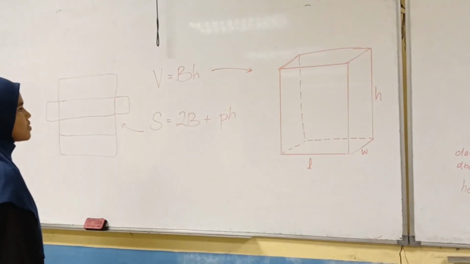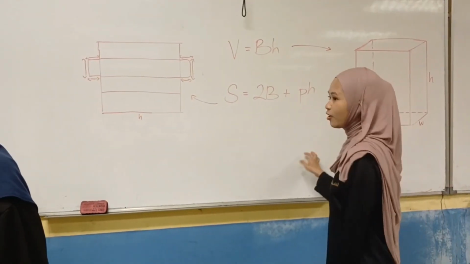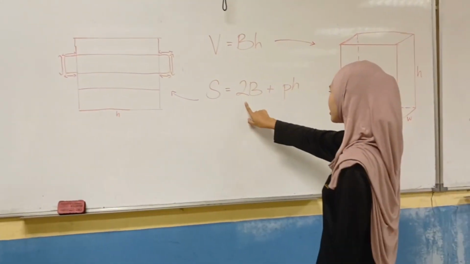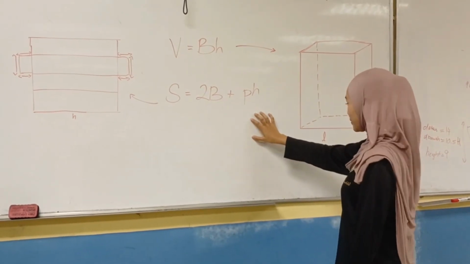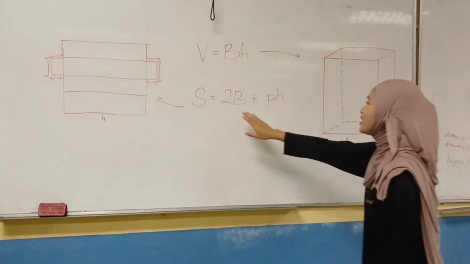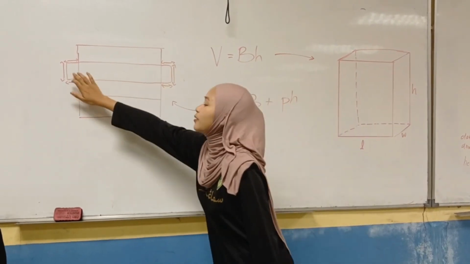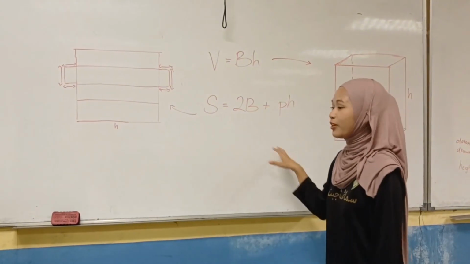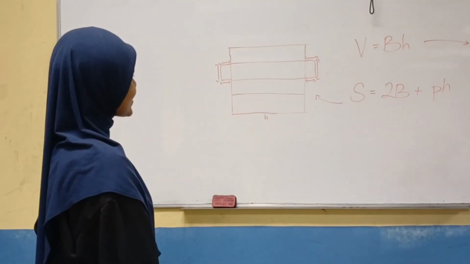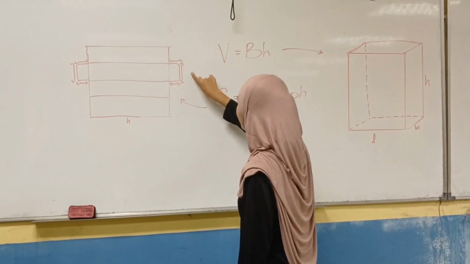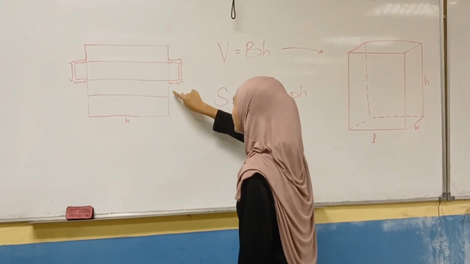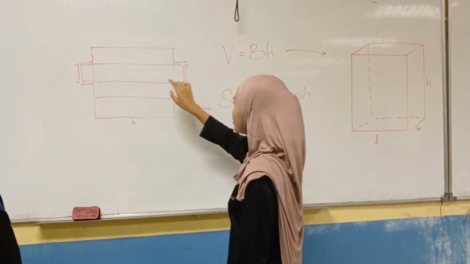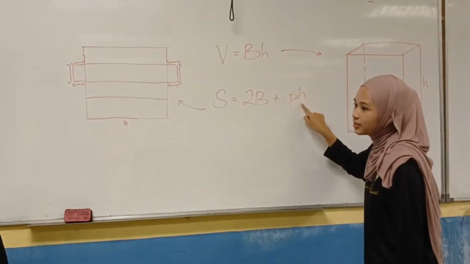I see that. Okay, next we will talk about the surface area of the rectangular prism. The formula for surface area is 2B plus PH. 2B stands for these two areas of the base, and P is the perimeter of the base. You know how to find the perimeter, right? Yes. So for the perimeter we count the perimeter of this base only. And H stands for the height.